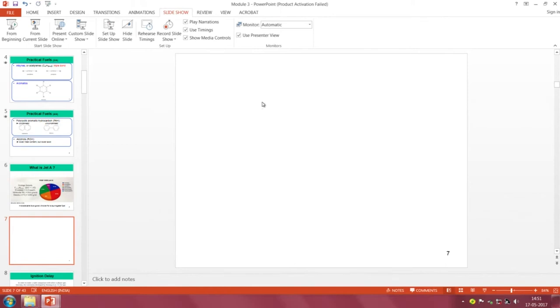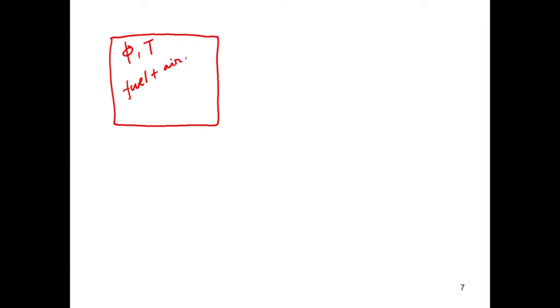What is ignition delay? Now, suppose you take the fuel air mixture in a closed container, which is adiabatic. And of course, the fuel and air are mixed at a given phi. And this container is maintained at a temperature T, and it contains fuel plus air.